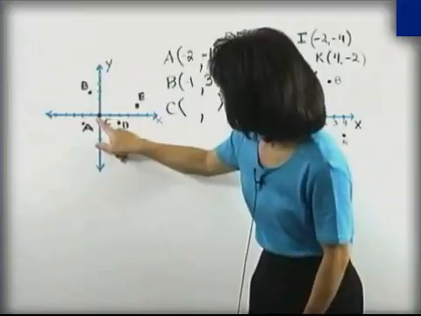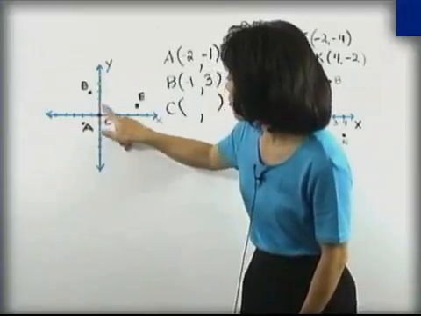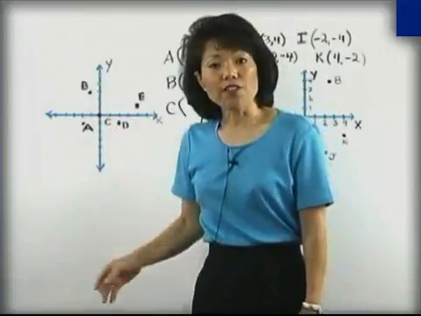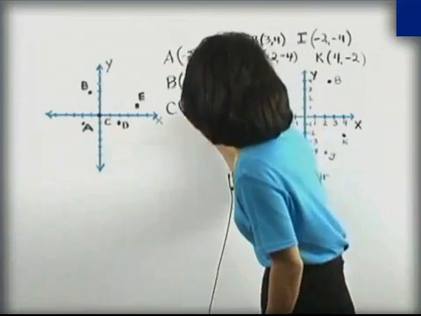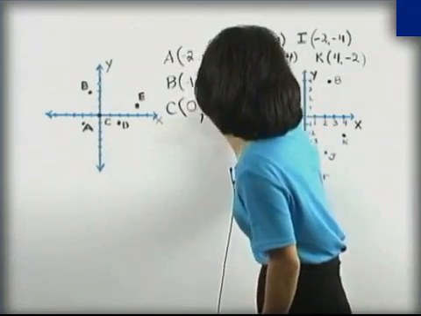Now, finally, we're going to give the coordinates of C, which is at the origin. So C here, notice we don't move in the x direction at all, we don't move in the y direction at all. So since we're not moving off that origin, C has the coordinate 0, 0.